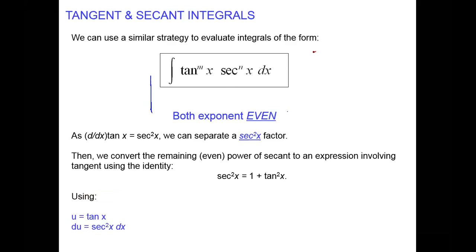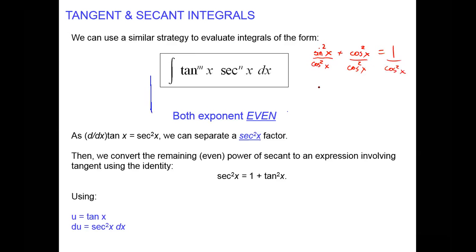Okay, let me write one thing. Sine square of x plus cosine square of x equals 1. But now we need tangent and secant. That means what I will do, because everybody knows this, I think I said this today, I will try to change this for tangent. That means I am going to divide everything by cosine square of x.